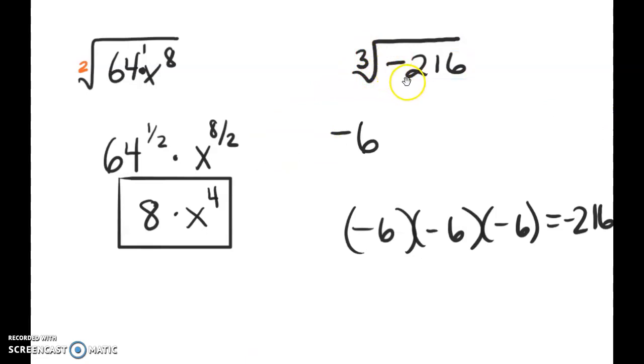So I'm putting this in the calculator. You would hit the math button. You would choose number 4. This is on the TI-84. And then you'd put in negative 216.